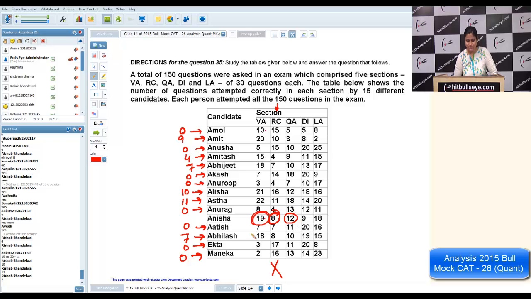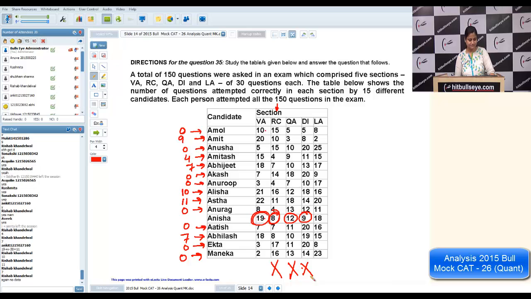Similarly, if I take 12, what is the balance left? 18. Again, there is nothing which is more than 18 in QA. I'm skipping this. Now coming to 9. There is no figure in the DI column which is more than 21. Skipping. Now coming to LA. 18 I'm getting. What is the balance? 12. So I have to write that.